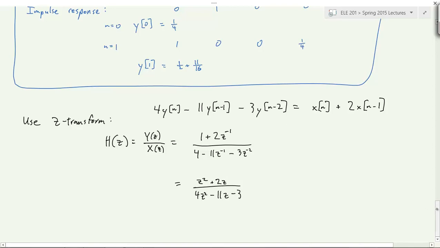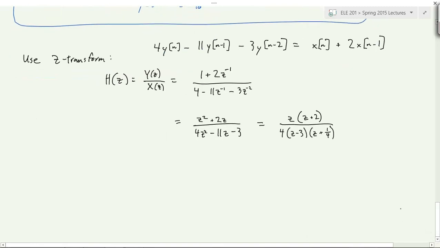Now I want to factor. Well, the top is easy. The bottom takes a little bit of effort, but you'll see that the factorization is this. We get a z times z plus 2. That's easy. And then in the denominator, let's take the 4 out. So we get z minus 3 and z plus a 4th. So now we can easily see what the poles and zeros are. And we have this constant 1/4, which doesn't affect stability.